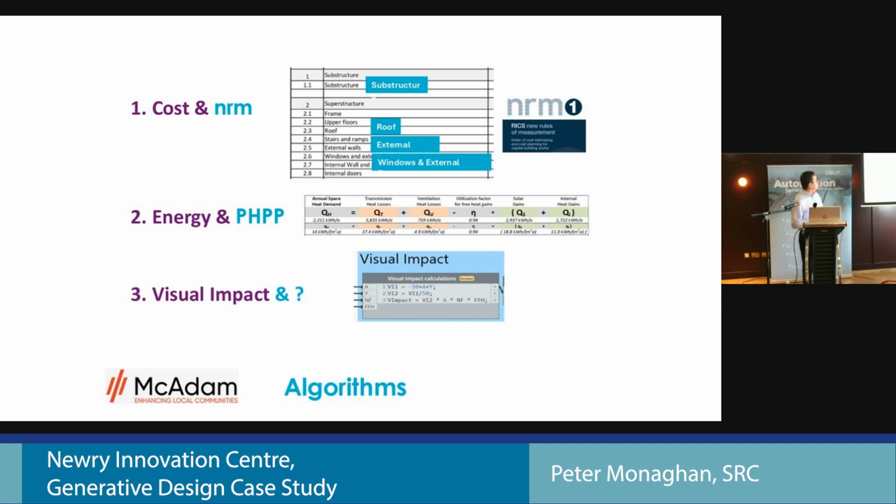We chose cost, and we chose to use the New Rules of Measurement. We picked those elements out of the stage that we knew were going to be in the Stage 2 report, so we were able to use that cost analysis from Stage 2 to calibrate the actual calculations. We used the PHPP calculation from Passive House, and we challenged ourselves, the architect and me, to measure something that wasn't measurable: visual impact.